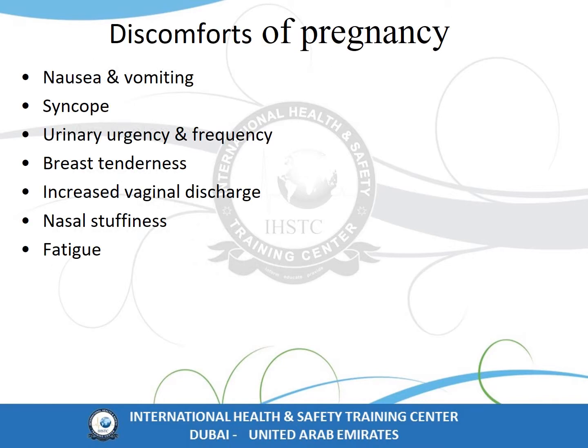Let's talk about the discomforts of pregnancy. Nausea and vomiting occur in the first trimester and subside by the third month. It is caused by the elevated levels of human chorionic gonadotrophin and changes in the carbohydrate metabolism. So the interventions are eating dry crackers before arising, avoiding brushing teeth immediately after arising, eating small, frequent, low-fat meals during the day and drinking liquids between meals rather than at meals, and avoiding fried and spicy foods.